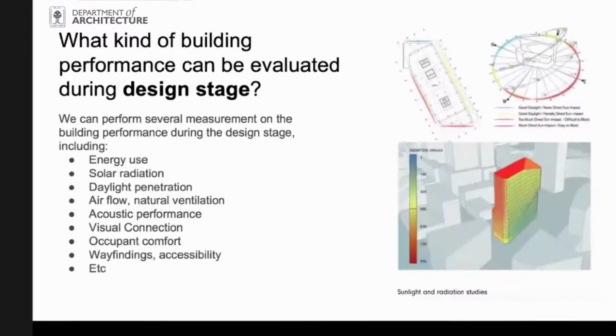Then what kind of building performance can be evaluated during the design stage? The range is actually quite wide. You can do anything, actually. These are some examples that we can do during the design stage. We can evaluate the energy use, solar radiation, daylight penetration, airflow, natural ventilation, acoustic performance, visual connection, and occupant comfort. Or maybe something like wayfinding, accessibility, or crowd simulation. We can also do that during the design stage.